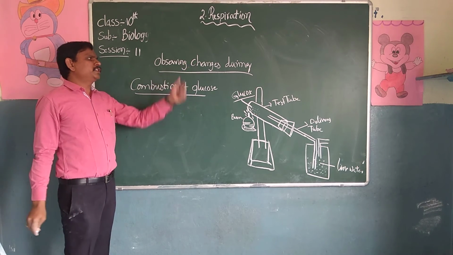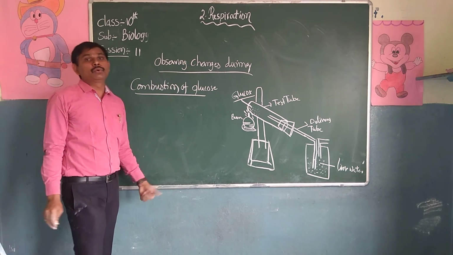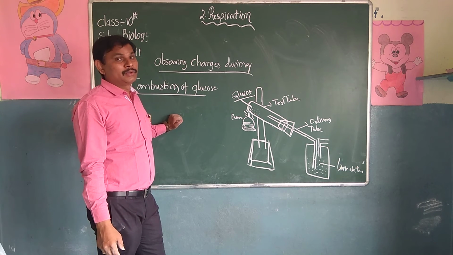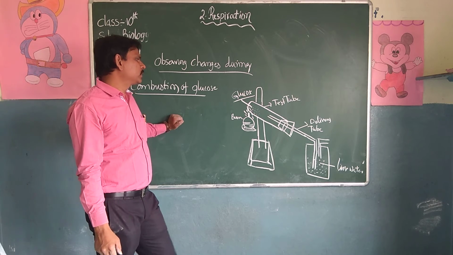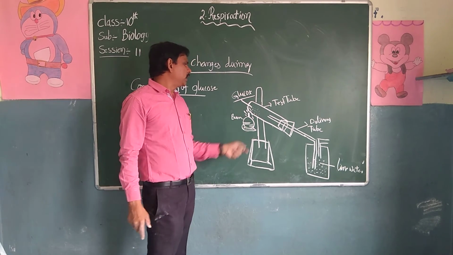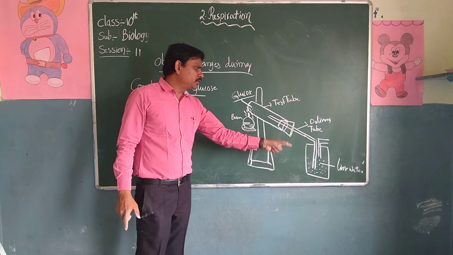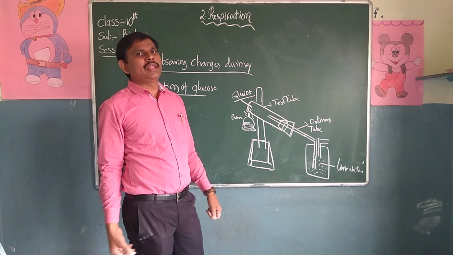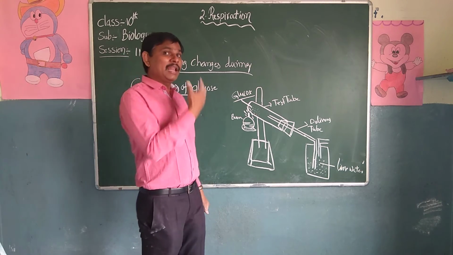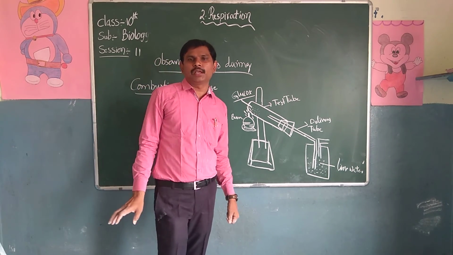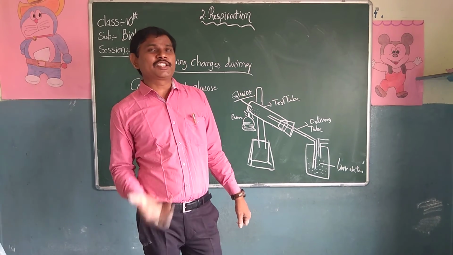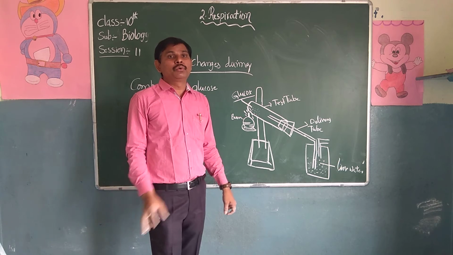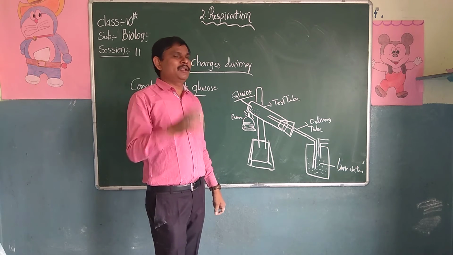So, observing changes during combustion of glucose. When glucose is burned, what happens? Which type of gas is released? So take this experiment: stand, burner, test tube, delivery tube, another test tube, another beaker, continued with the lime water. In our cell also, in our body also, when cellular respiration takes place, glucose is going to break down. Glucose is going to burn.